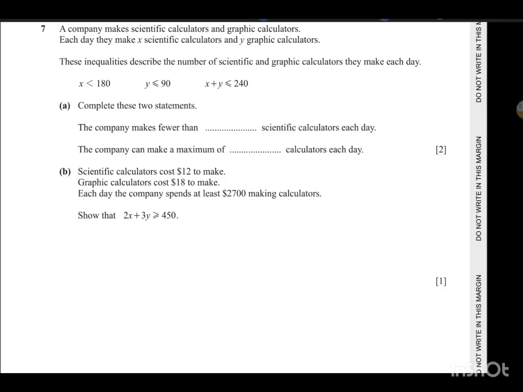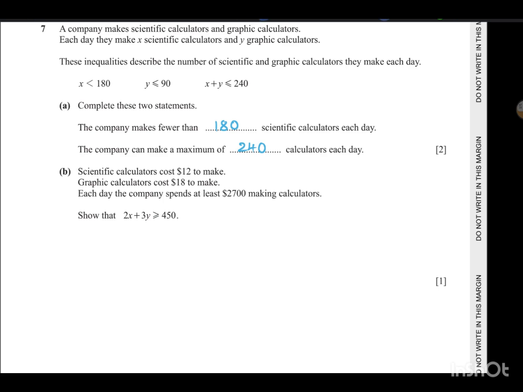So now question A, we need to complete these two statements. The company makes fewer than dash scientific calculators each day. Scientific calculators is X, so fewer than 180, because it is given X less than 180. Next, the company can make a maximum of dash calculators each day. That means both calculators added together, maximum how many they are making? 240. Question A is done.